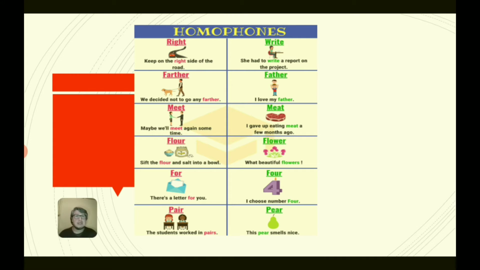So now, repeat after me, please. The first one, right, right. Farther, father. Meet, meat. Floor, flower, flower. For you, for. Pair, pear, fruit. Ready? Okay, let's continue to the next slide.